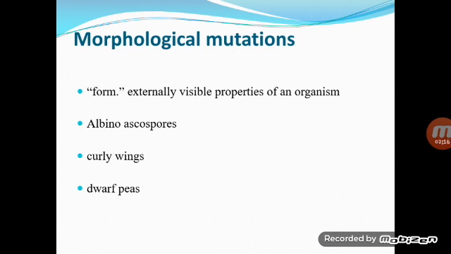For example, we talk about albino ascospores in Neurospora fungus. Ascospores of Neurospora are the albinos. Other examples are curly wings in Drosophila or dwarf pea plants. These are all examples of morphological mutations.